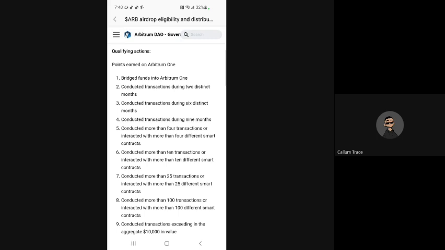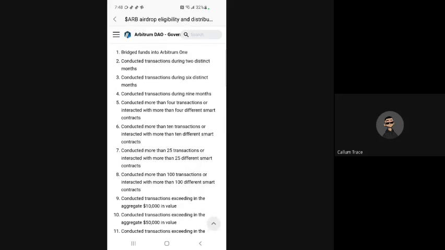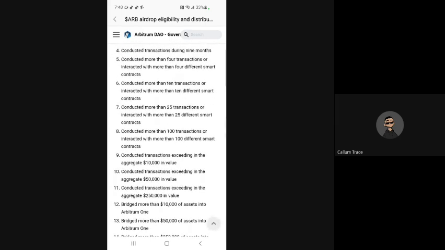Yes. So there's another point, number 3, for those who conducted transactions during 6 distinct months. So you use Arbitrum products or any other products for a complete 6 months, right? Again, number 4, they say conducted transactions during 9 months. And then number 5, conducted more than 4 transactions or interacted with more than 4 different smart contracts.